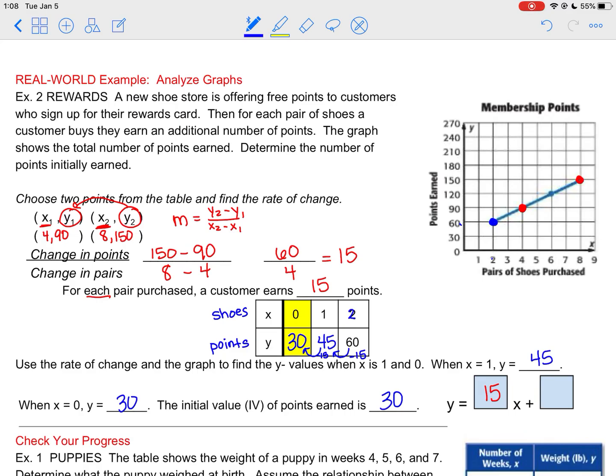So when you open your reward account and you haven't purchased any shoes yet, you automatically get those 30 points just for signing up. So that initial value goes as a constant at the end of the equation. So the number of membership points you have can be represented by the equation y equals 15x plus 30, because you get 15 points per shoe purchased plus a 30.